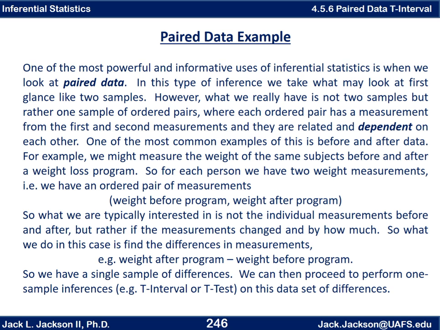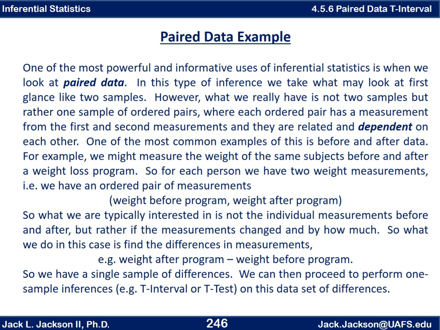is not two samples, but rather one sample of ordered pairs, where each ordered pair has a measurement from the first and second measurements, and they're related and dependent on each other. One of the most common examples of this is before and after data. For example, we might measure the weight of the same subjects before and after a weight loss program. So for each person, we have two weight measurements. In other words, we have an ordered pair of measurements: weight before the program, weight after the program.